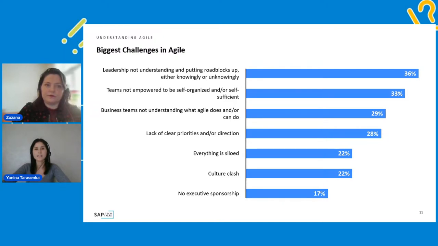29% mentioned that business teams do not understand what Agile does or can do. And 28% of people mentioned lack of clear priorities and or direction. It also, I think, will be very related to one of the challenges about lack of common vision that we are going to speak about today. Among other things that people mentioned in the surveys were that everything is siloed. It means that everyone is working separately and probably knows just the part of his or her work without knowing what is happening around, and not knowing the process and the value creation chain. Also, a lot of people mentioned culture clash, and the last one was no executive sponsorship.